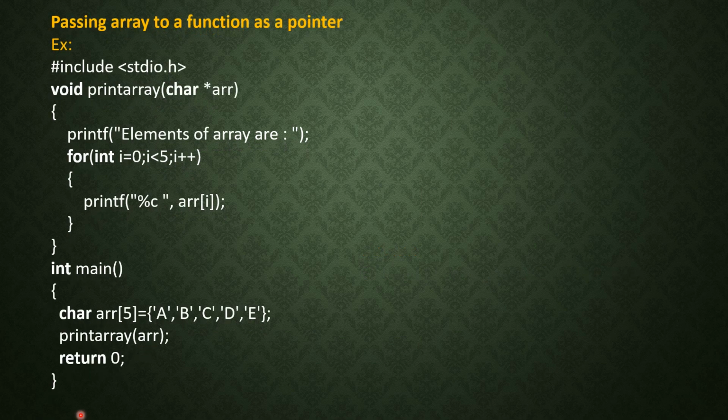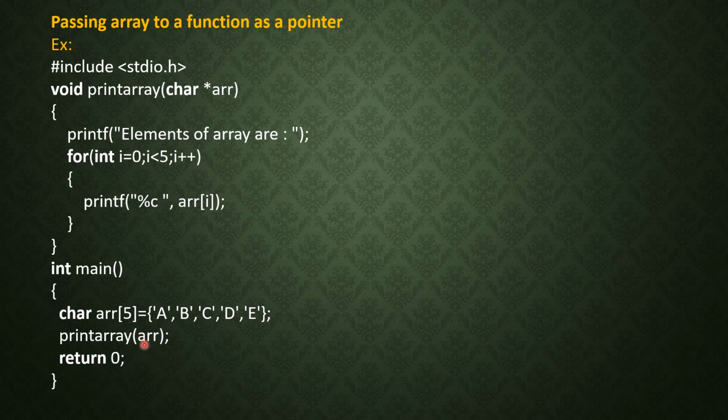Next we have passing an array to the function as a pointer. Here we have taken the same thing, but the function name we have changed to printArray. We'll start from the main, and here we have taken an array of size 5 with the characters A to E. Now we are calling the function printArray, and we are passing the argument as an array.